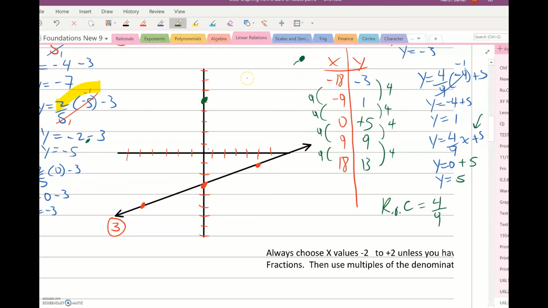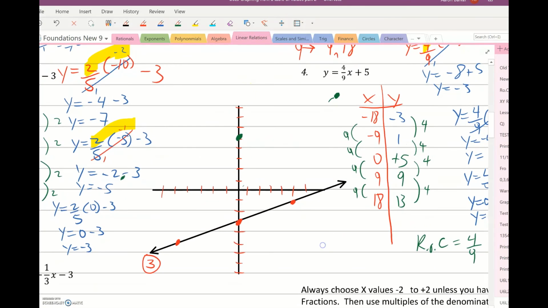So now I can make my line. Mr. Barker will not give you a line to graph where you won't have enough points on your grid to make your line. Okay. Obviously you have a ruler, a little bit easier. Good. There's my line. Call that number 4.